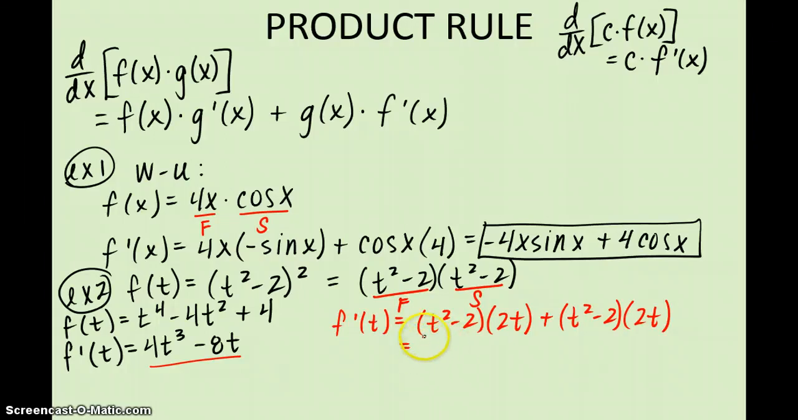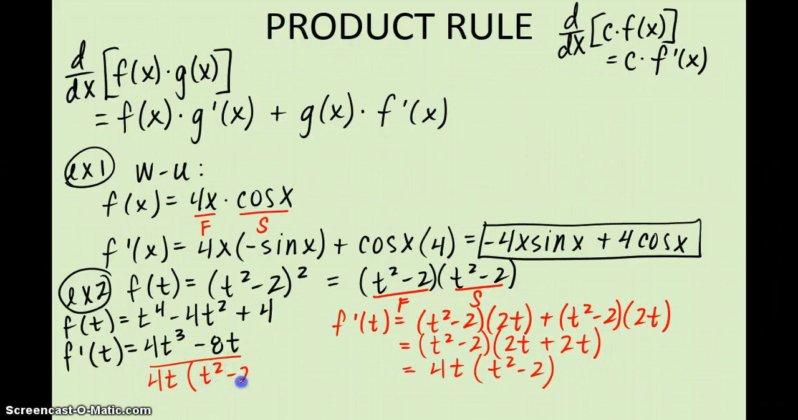So if I factor out a t squared minus 2 from both terms, I'm left with 2t from the first term plus 2t from the second term, and I get 4t times t squared minus 2, which if we look here, greatest common factor is 4t, and we'd be left with t squared minus 2. So both methods give us the exact same derivative, as it should. We started with the same function.